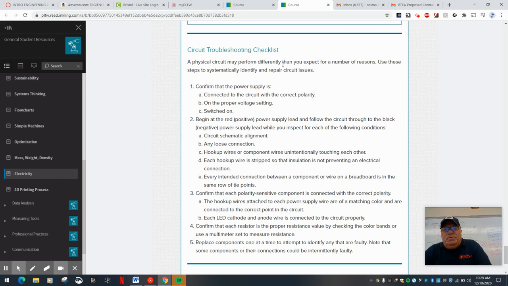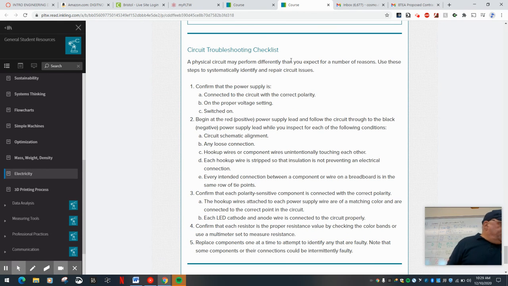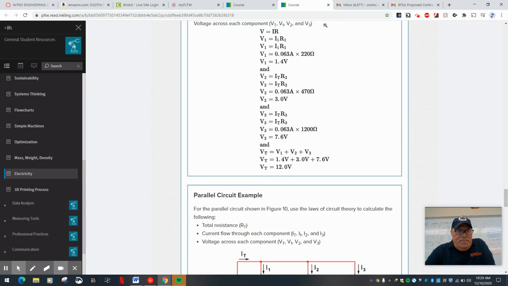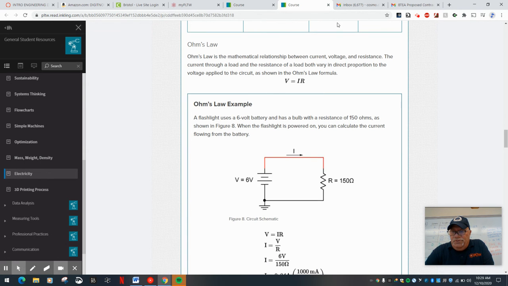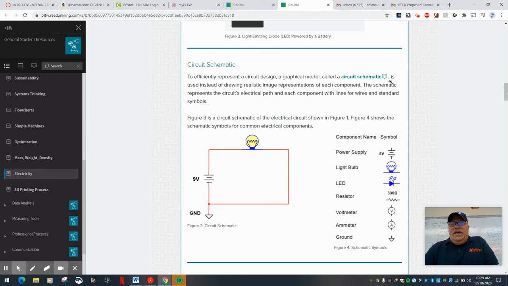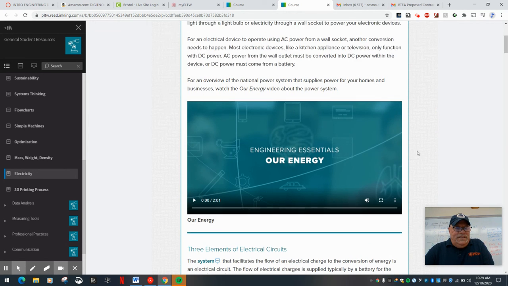This is a circuit troubleshooting checklist, which is important to have when we're building a circuit and we are attaching these leads to find out what the volts and the amps are through a system. So that is that. I wanted to make sure you have this because we're going to do the problems, but I want you to have this first off. And then we'll look at that together.